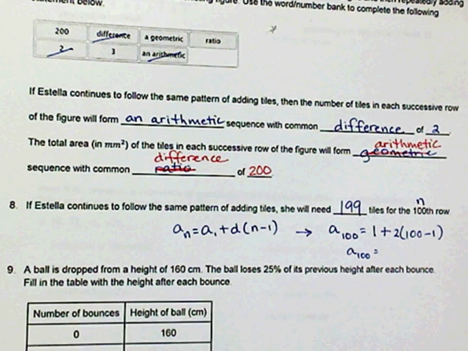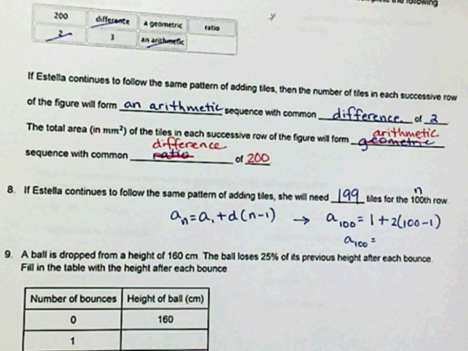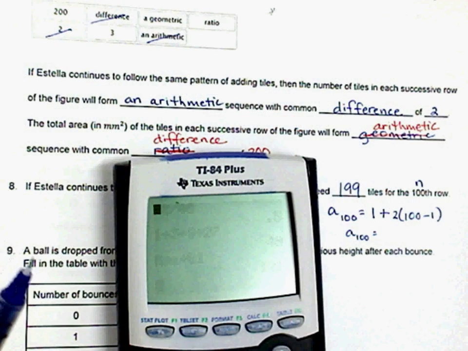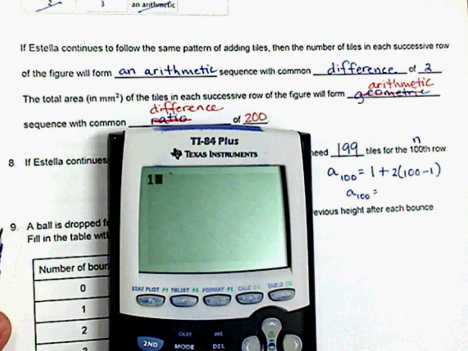Okay. Now, you can type this into your calculator if you don't know. Watch what I do. Okay. 1 plus 2, parentheses, 100 minus 1. And that's how Andres got 199. You guys see that? He just typed it in. All right, let's go to number 9.